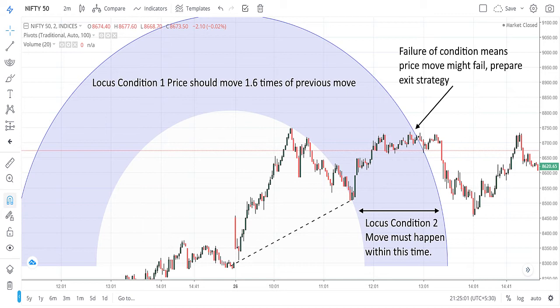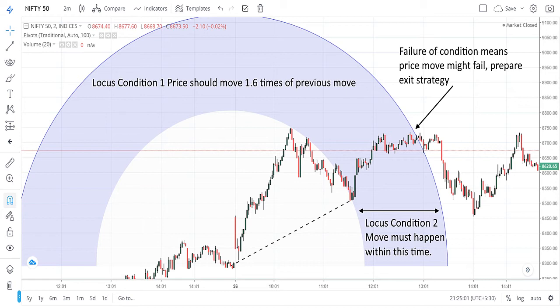The Speed Arc tool does not only place the condition of a 1.6 price move happening, but it also places a condition on the time in which it should happen. For example, take a look at this chart. Here we draw an arc between the previous and new trending price move. The condition is that price has to complete the 1.6 price move before it exits the semicircle. Here price made an exit from the semicircle without completing the required price move.